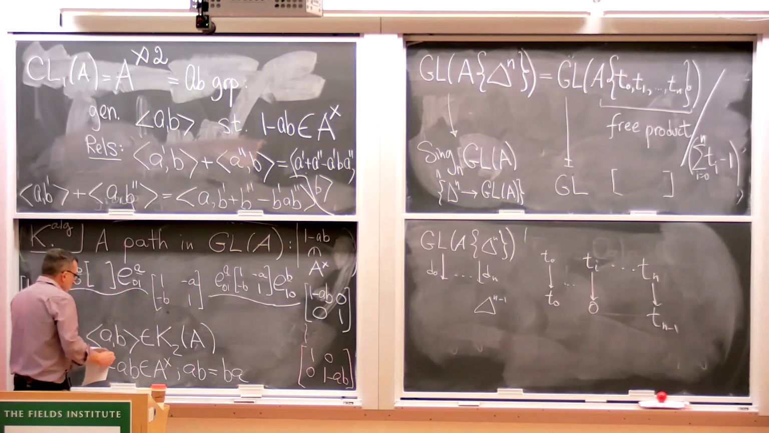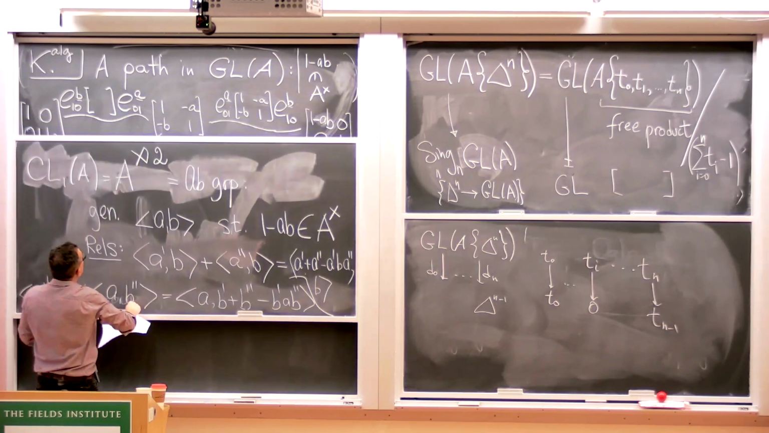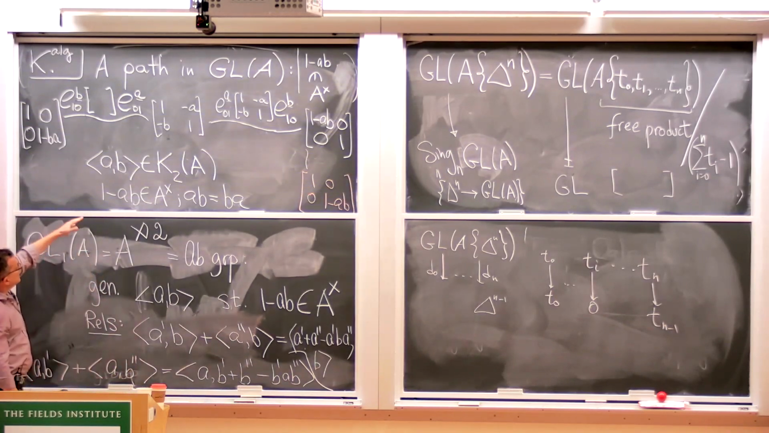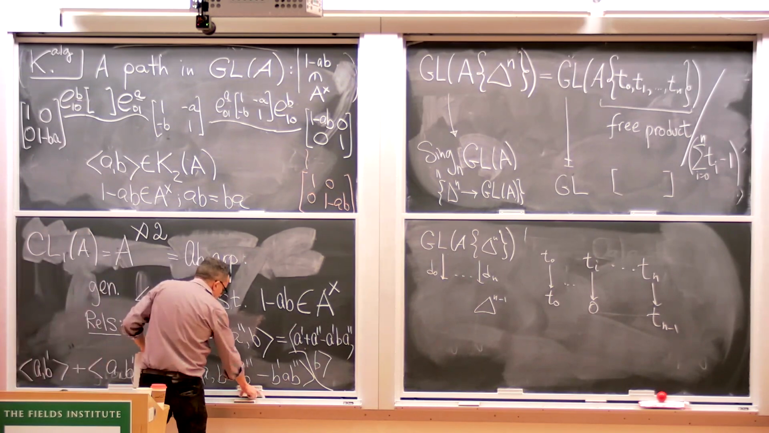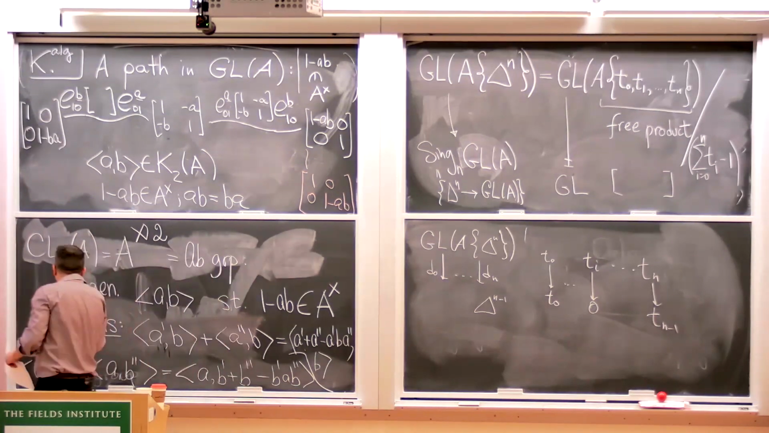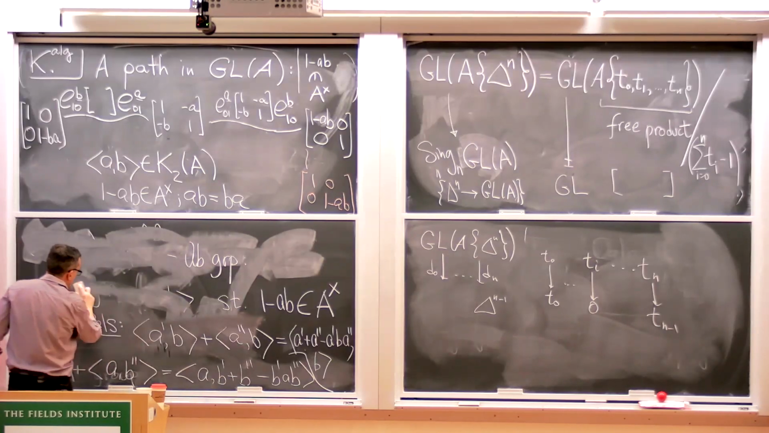so when two elements commute, I get a loop around 1 minus AB, and so I get an element of K2, algebraic K2. How does it relate to Steinberg? Yeah, so those are Dennis-Stein symbols.